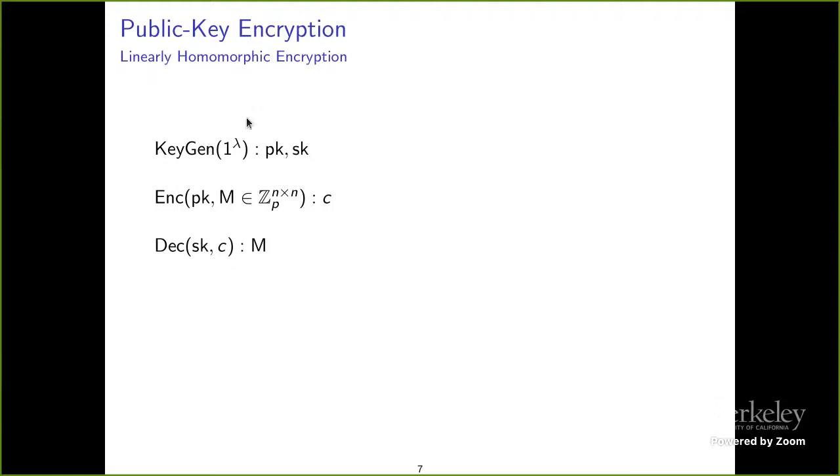Now the specialty of linearly homomorphic encryption is that you can modify this ciphertext using two vectors A and B to get a new ciphertext C prime. And if you decrypt this ciphertext, you get M, the original message, times A plus B.